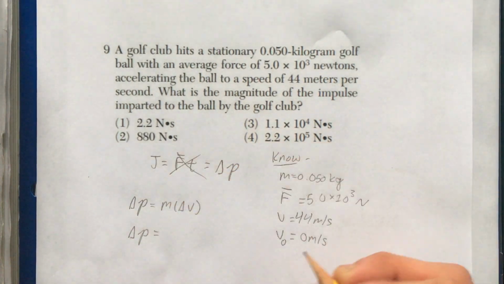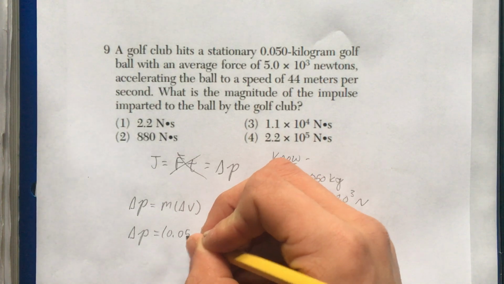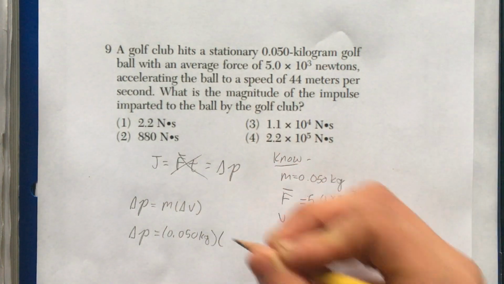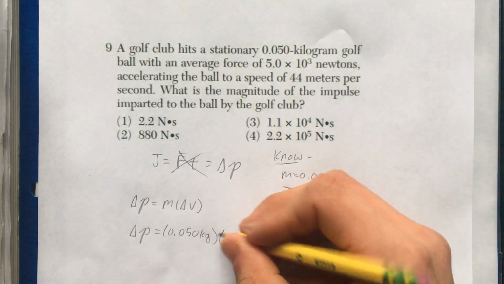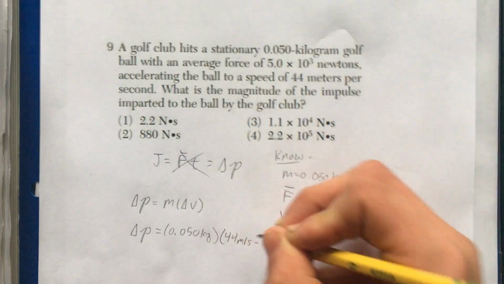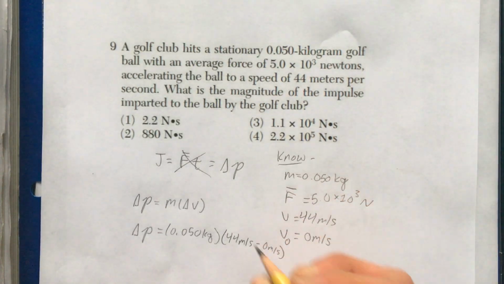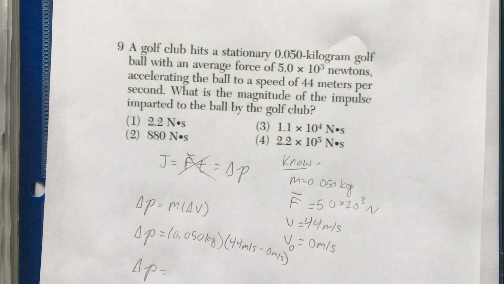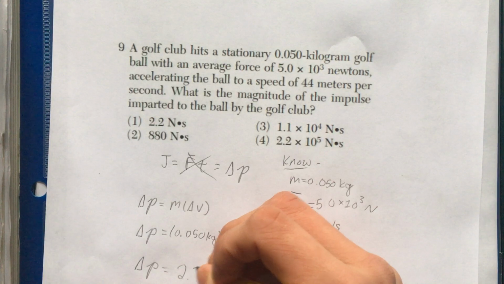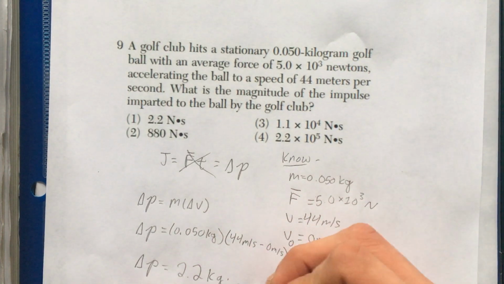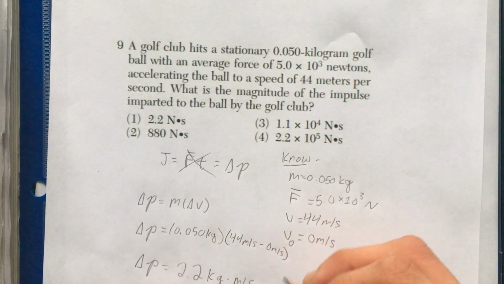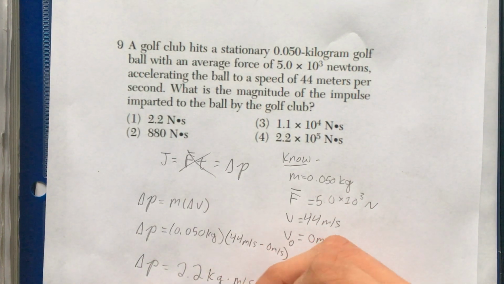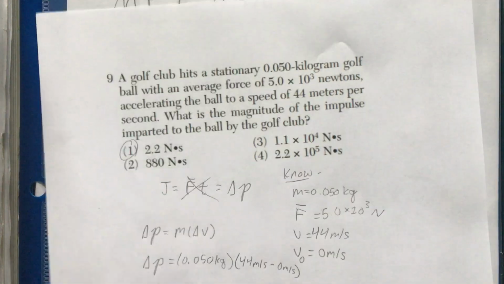So the change in momentum is going to be equal to 0.050 kilograms, the mass, times the change in velocity, which is going to be 44 meters per second minus 0 meters per second, which is just 44 meters per second. So we can plug that in to find that the change in momentum is equal to 2.2 kilograms times meters per second, or 2.2 newton seconds, which is going to be choice number 1.